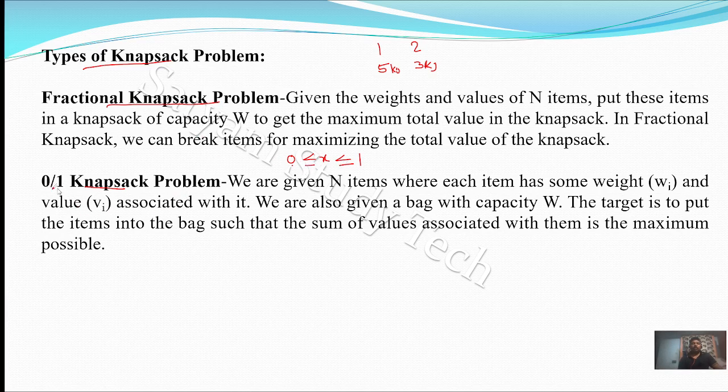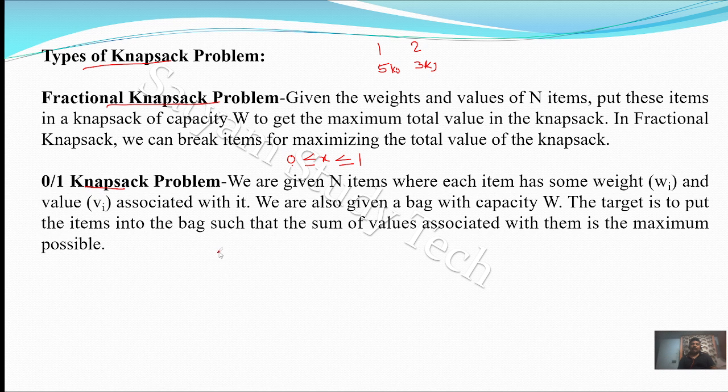Here it is the 0-1 knapsack problem. The items are not divisible. Either you take the complete item or you ignore that object. That is the 0-1. So 0 means you cannot select that particular object, the x value is 0. 1 means you can select or choose that particular object, the x value is 1. So here it is 0 or 1.